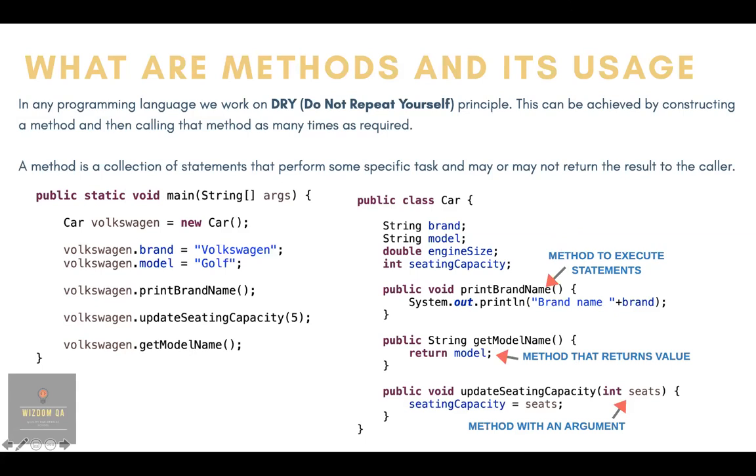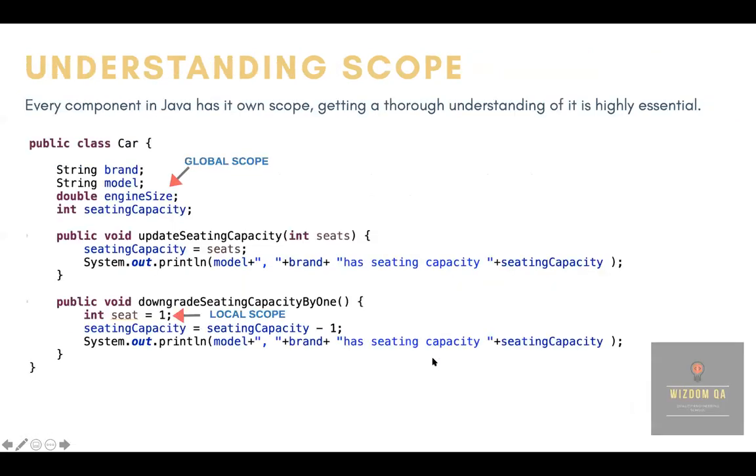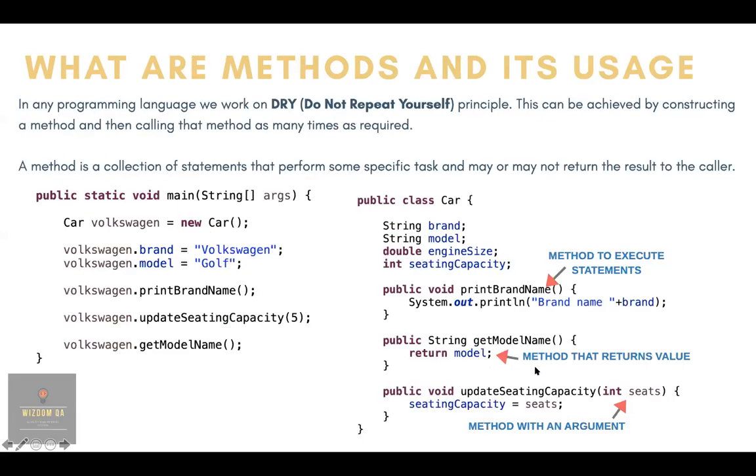Then we have another method which is called get model name, and it is returning back some kind of information. That's why you have another keyword called return. Method that returns a value. Method to execute a statement. Method that returns a value. When you're returning a value, you are giving some information. What exactly is it returning? You're saying that it is returning a string type of value, and that is defined here.